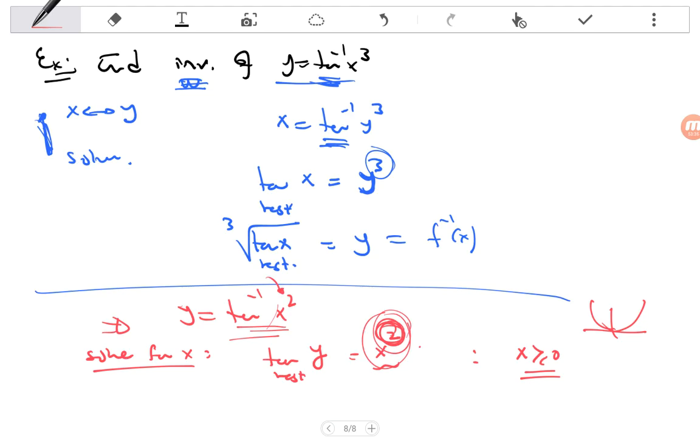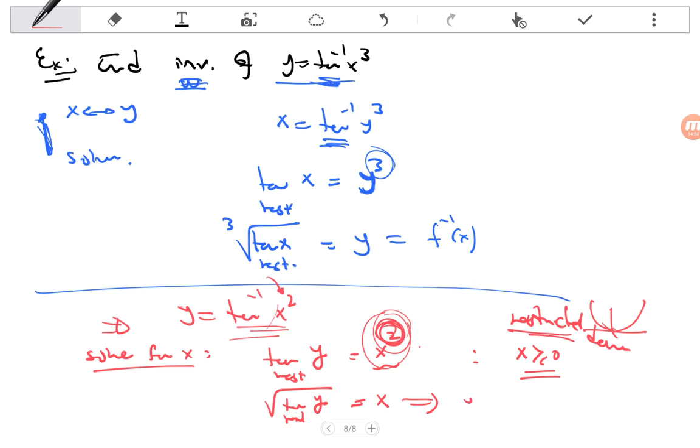To cancel the effect of the squaring, I need to restrict the x squared first and make it x greater than or equal to 0. In that way, I'll say that x will be equal to the square root of tan restricted of y. And this is my restricted domain in this case. Now I've managed to solve the problem for x.